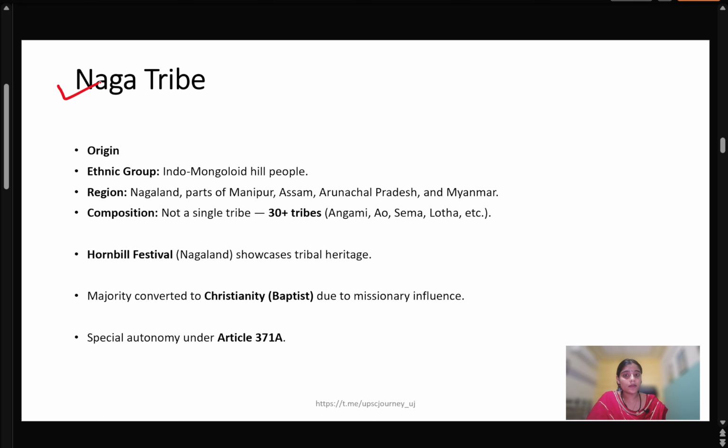Talking about the Naga tribe. If we talk about their origin, they're ethnic groups of Indo-Mongoloid hills. They're found in the region of Nagaland, part of Manipur, Assam, Arunachal, and Myanmar. This Naga is not a single tribe. This is composed of 30 tribes, which combined are known as the Naga tribe. These tribes are like Angami, Ao, Sema, Lotha, etc. All of these tribes combined are known as the Naga tribe.